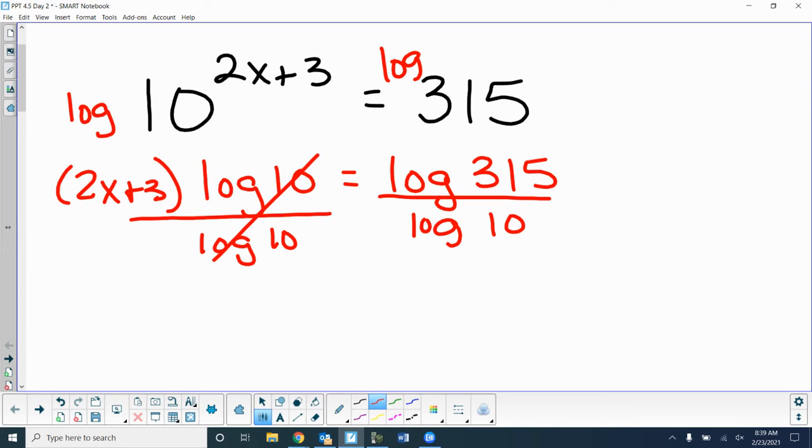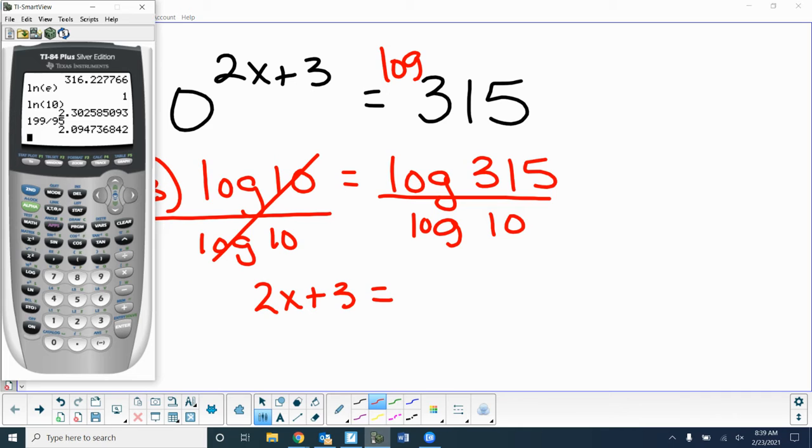All right, so we're going to do log of 315 over the log of 10 on that side in my calculator. So that leaves me 2x plus 3 equals log of 315. Remember to close it off. Divided by log of 10. Close it off. So we got 2.498, so we'll just leave it as 2.5.